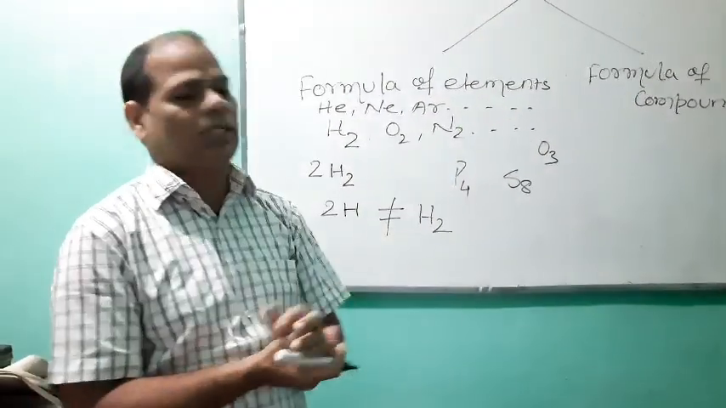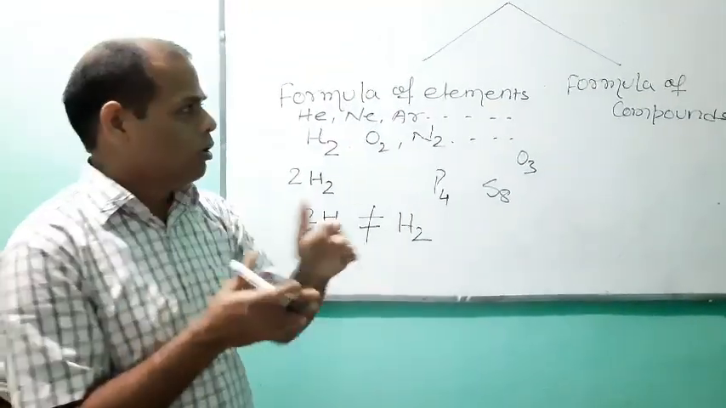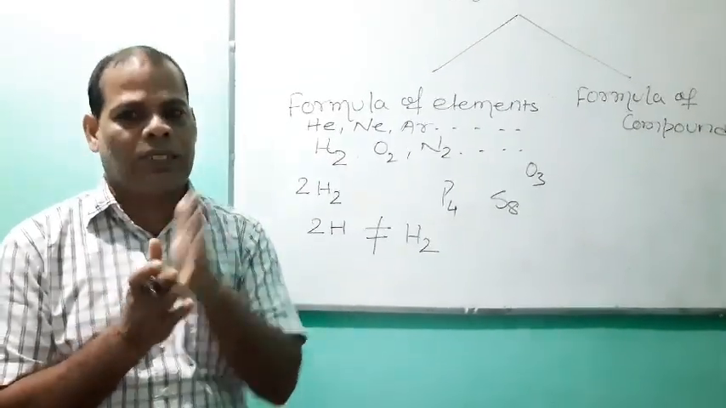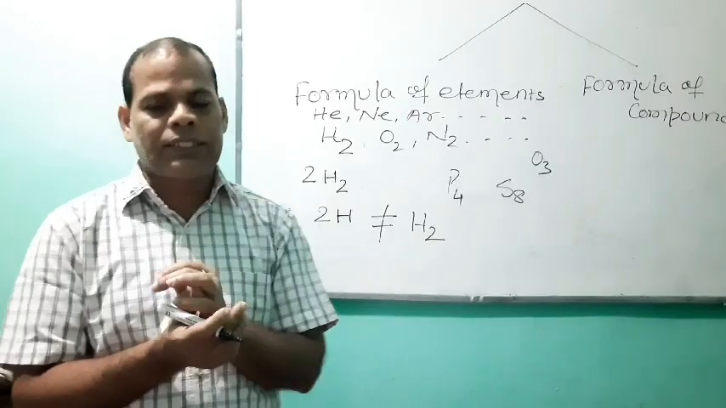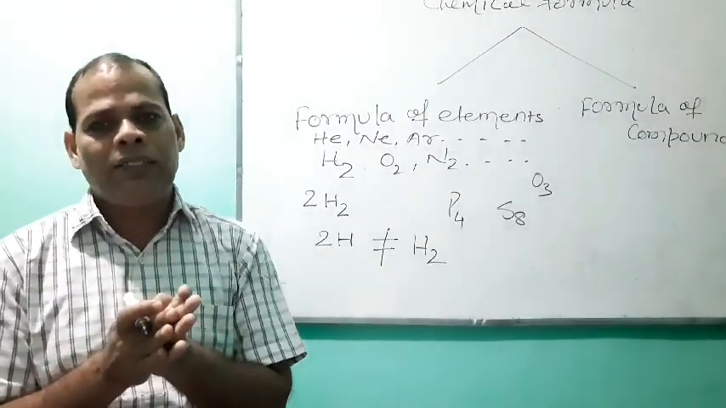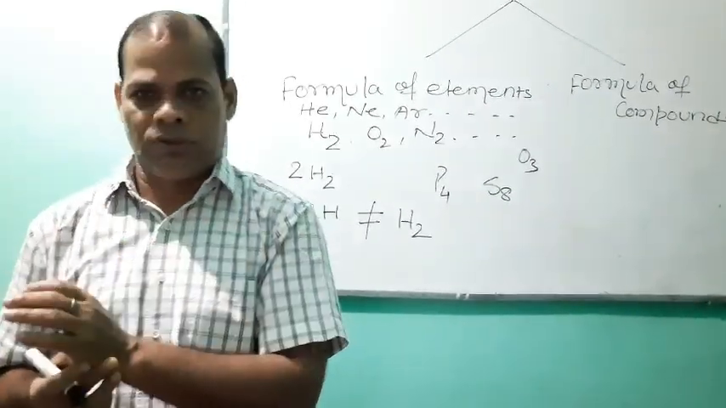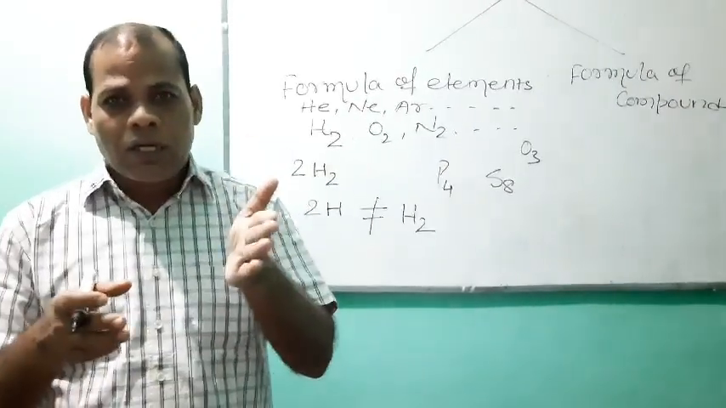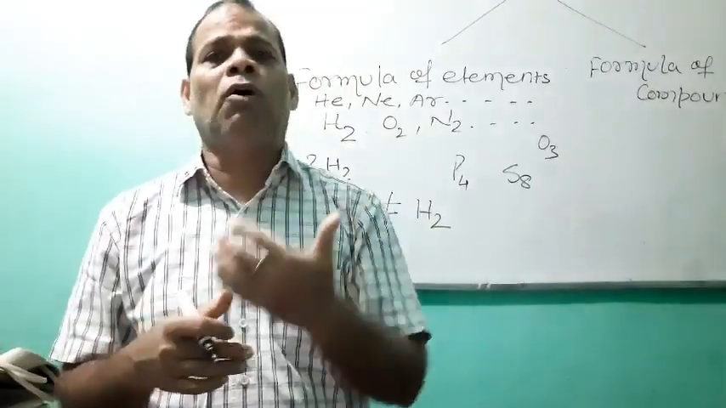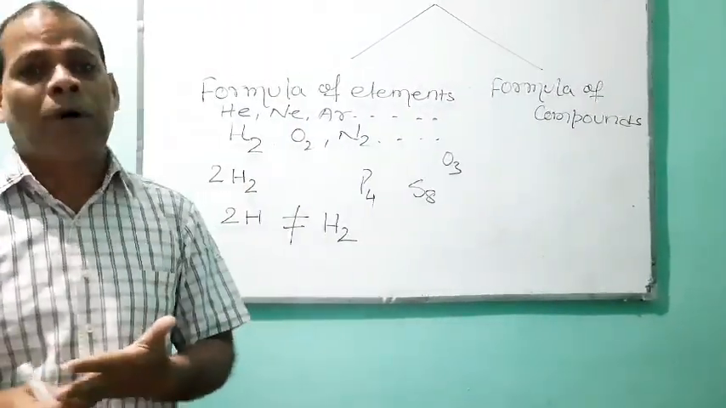Now let us talk about the formula of compounds. As we have already discussed compounds in the second chapter, when two or more elements combine in a definite proportion by mass, they form a compound. To represent the compound with the help of a formula is called the formula of a compound.